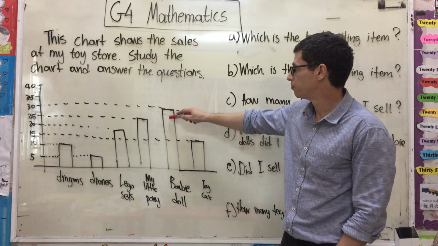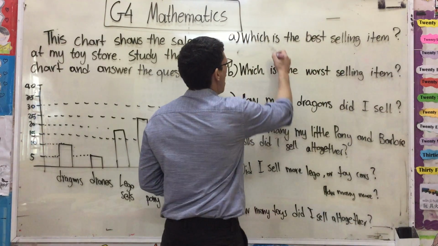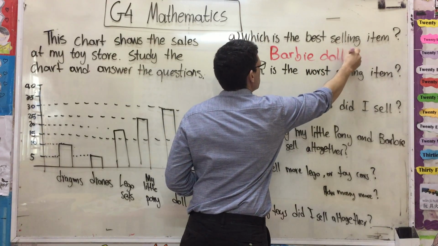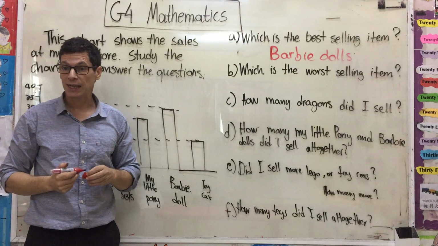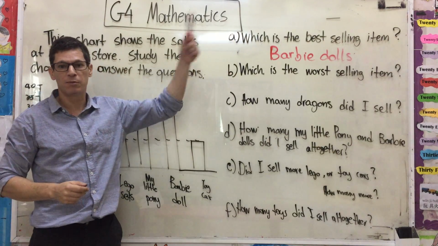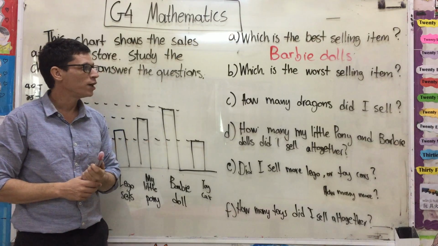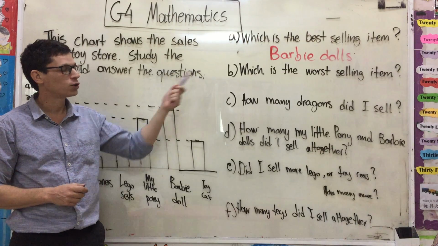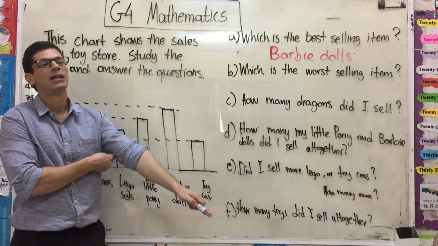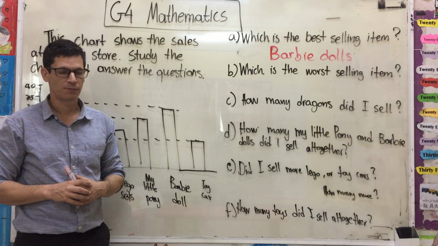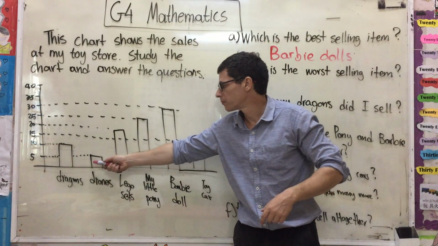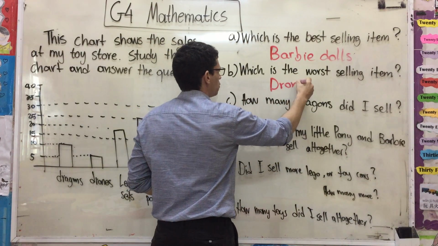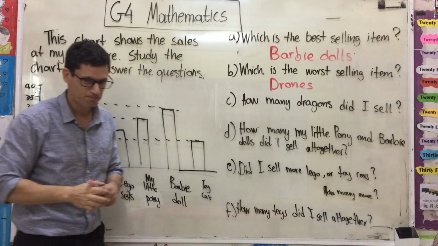The answer is Barbie doll. Yeah, everybody buys Barbie dolls. So, which is the best-selling item at my shop? The Barbie dolls. Question B, which is the worst-selling item? Which one of those toys did I sell fewer of? And the answer is the drones. Maybe it's because they're expensive, I'm not sure, but people are not buying enough of them.